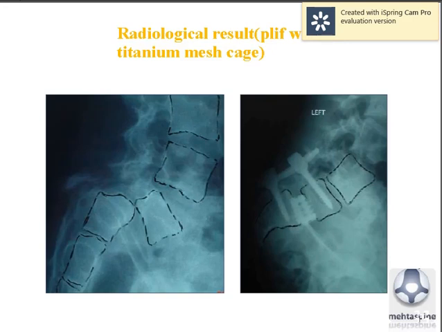So this is again one of the results, where the slippage was complete, lying in front of the sacrum. The L5 has come far away. Here after the surgery, these are the implants, screws fixed, and the alignment is done.